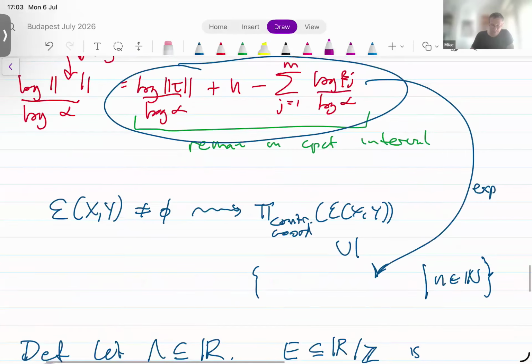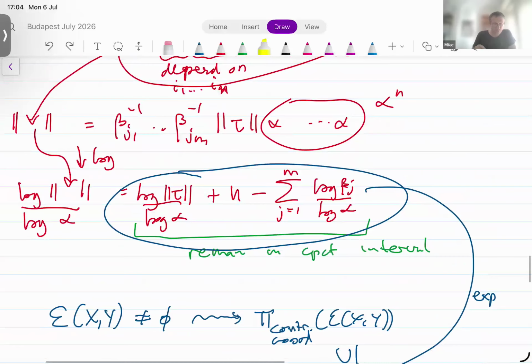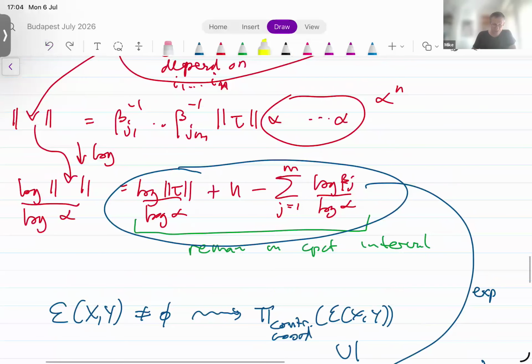Because why is that? Well, this formula over here tells you that when you start from this point, then you iterate this renormalization procedure, you're basically subtracting an increasing sequence of beta j's, except that occasionally you also add an n to bring you back to a compact interval. And that's essentially the same as reducing mod 1.